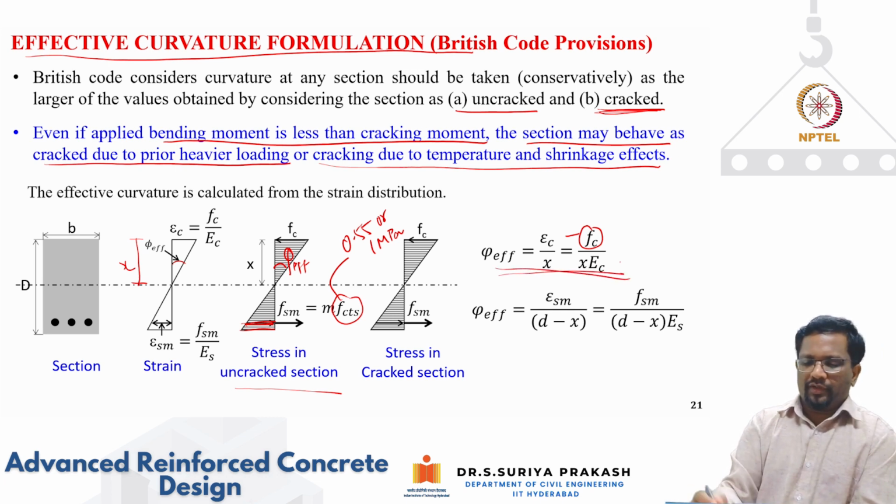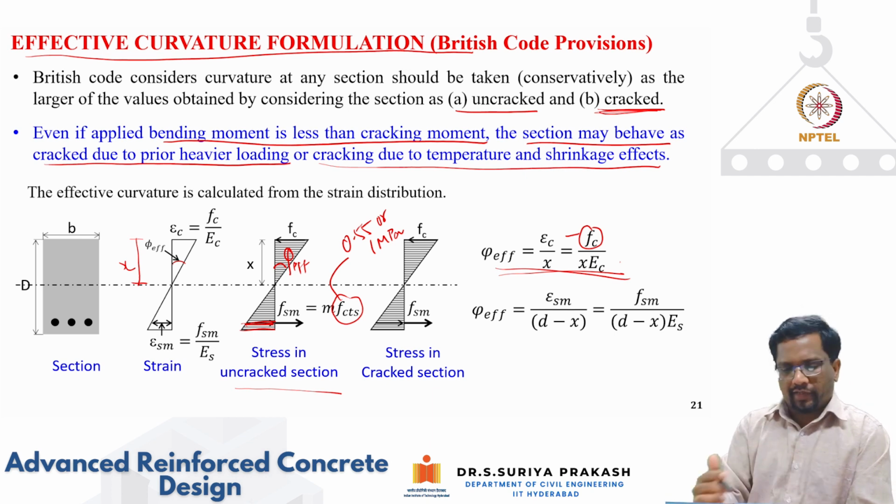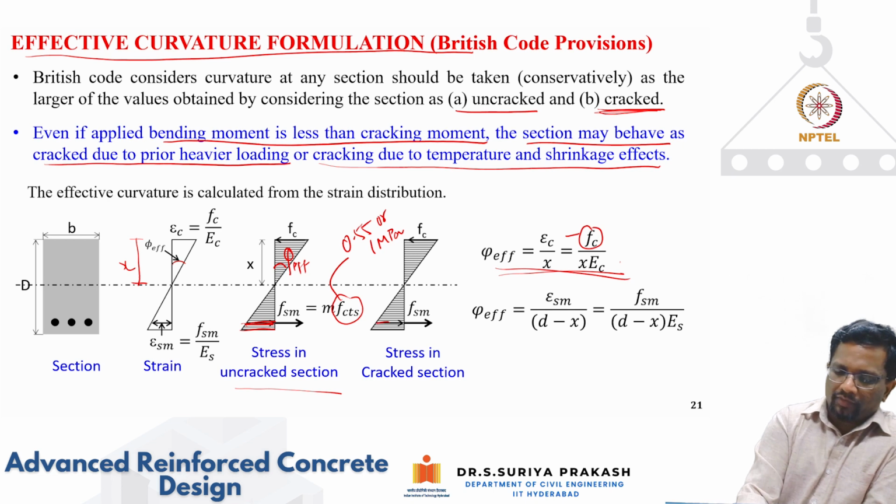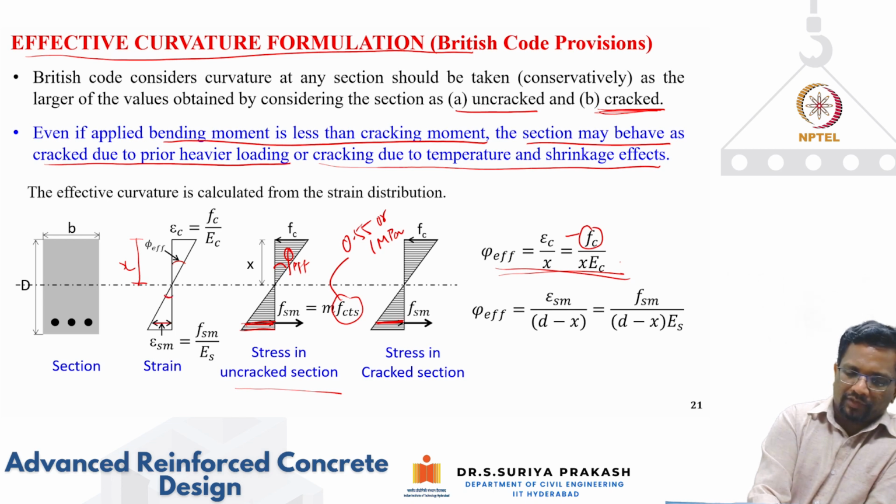This is one way. Now, when the section is cracked, what we are trying to get here is the mean strain that I fix, which is your calculation. So let's say this is your phi effective. This slope and this slope have to be the same. So this is your phi effective.